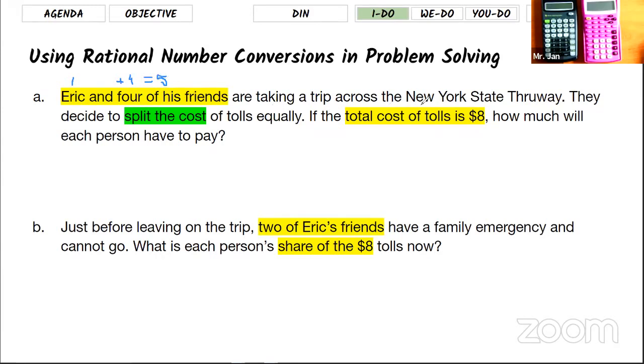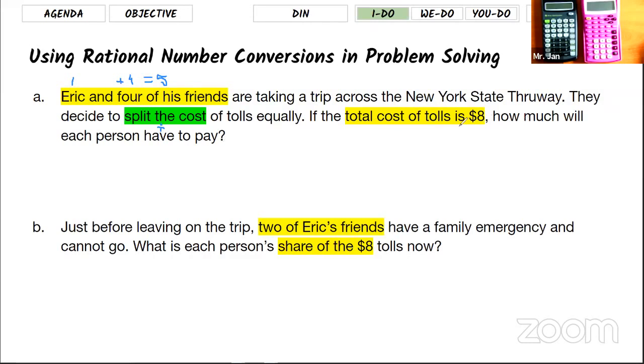Are they taking a trip across the New York State Thruway? They decide to split the cost. Splitting means dividing, right? That's why I highlight the action in green: split the tolls equally. If the total cost is $8, how much will each person have to pay?